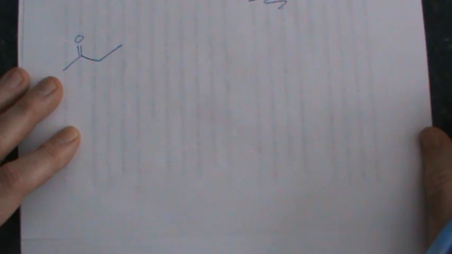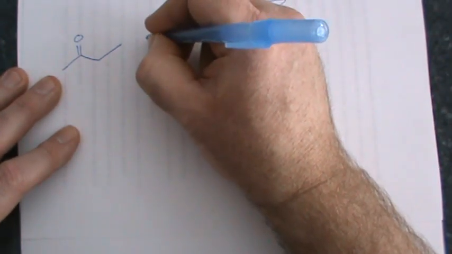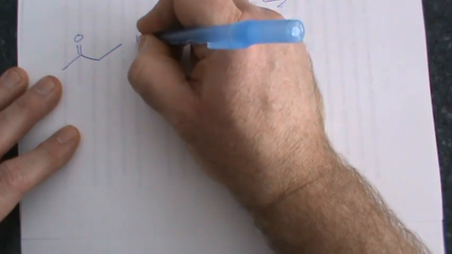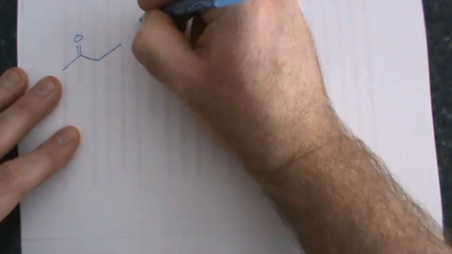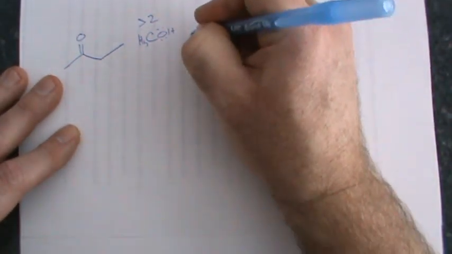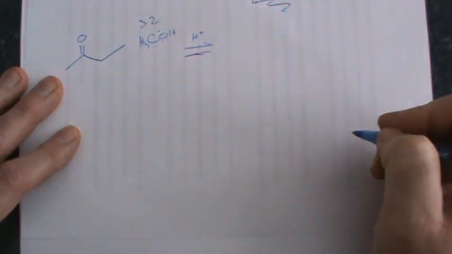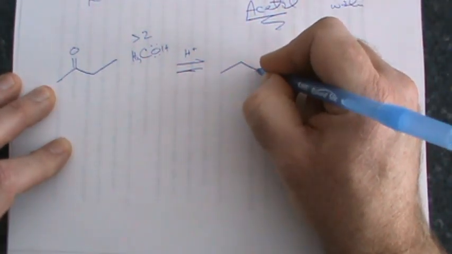So let's choose this one, butanone, and we're going to treat it with a real alcohol, let's say methanol, and I've got to have at least 2 equivalents, and we're going to do this under acidic conditions such that we produce the corresponding acetal.